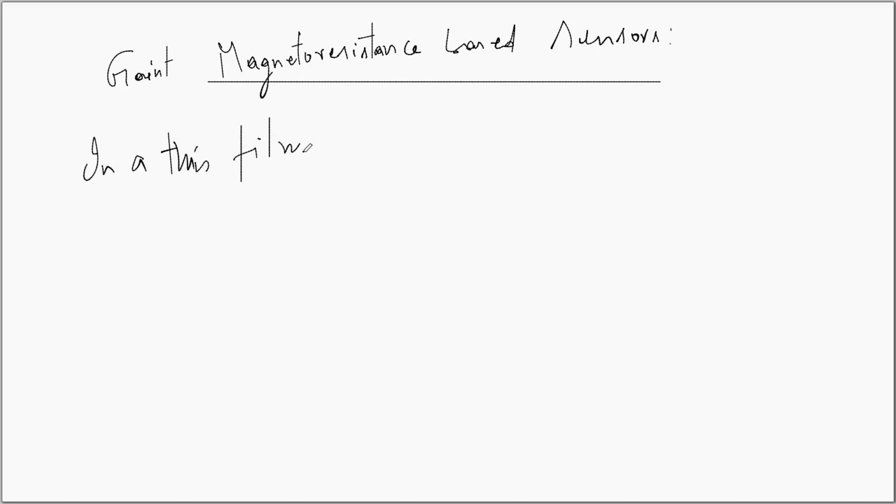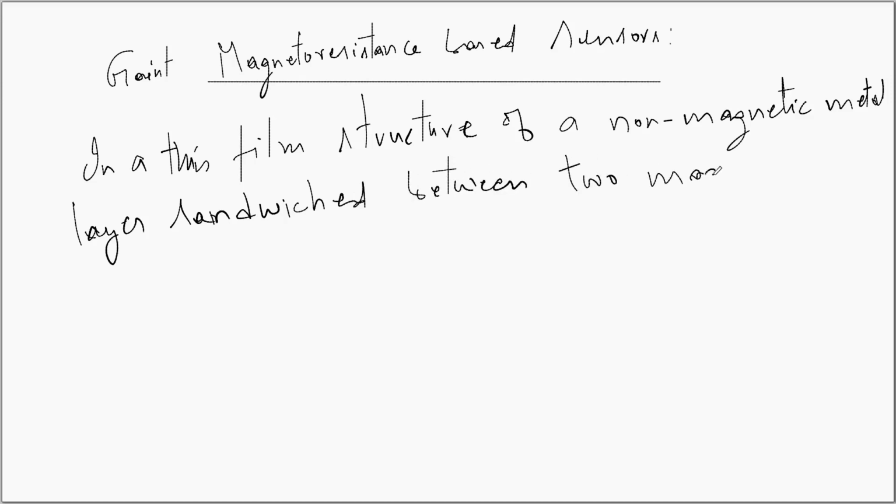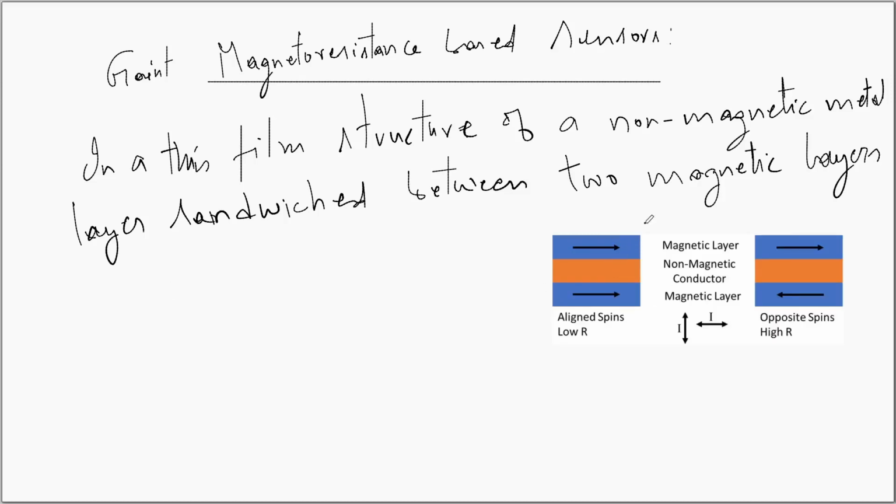In a thin film structure of a non-magnetic metal layer sandwiched between two magnetic layers, this structure is called a GMR. Here we have two magnetic layers. The topmost layer is a magnetic layer and the bottommost layer also is a magnetic layer. Between these two layers we have a non-magnetic conductor that is sandwiched. This kind of a stack or thin film arrangement is called a giant magnetoresistor.